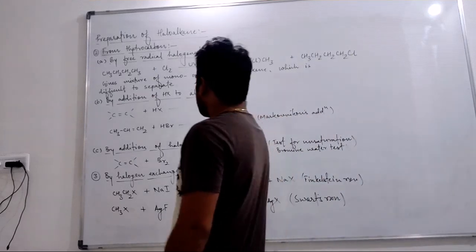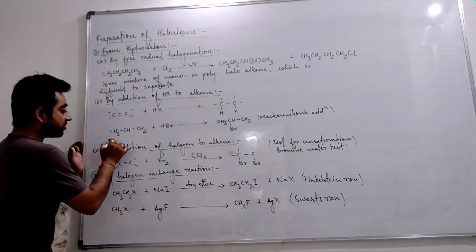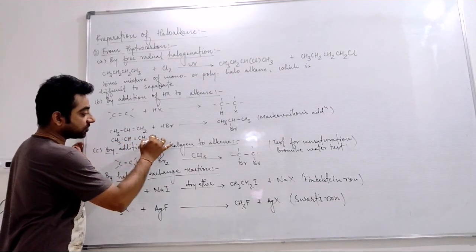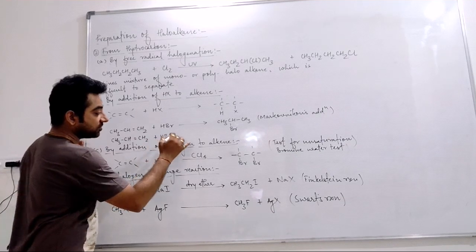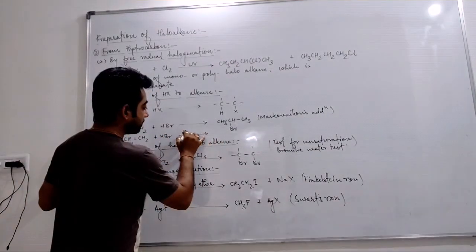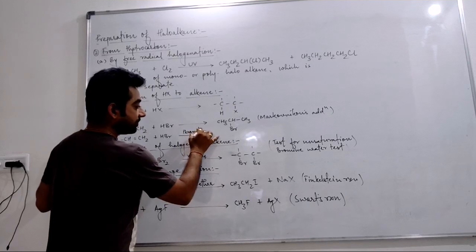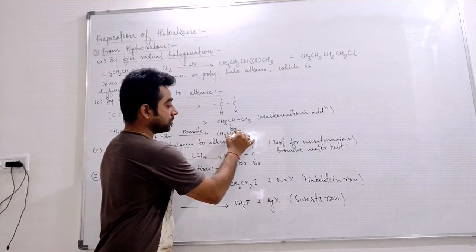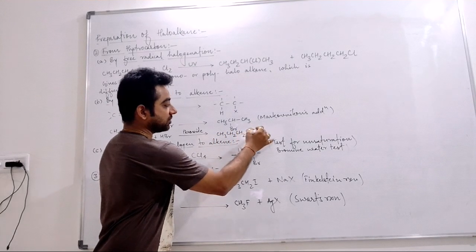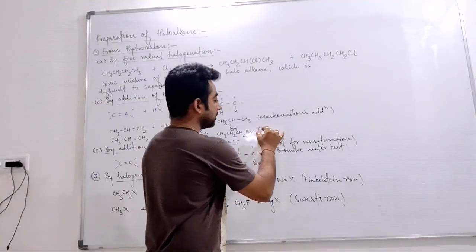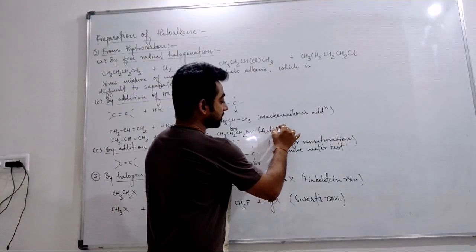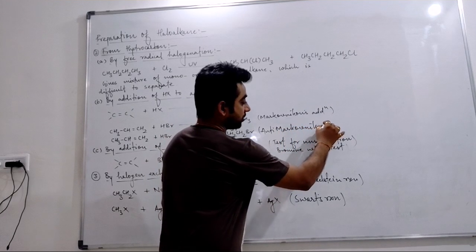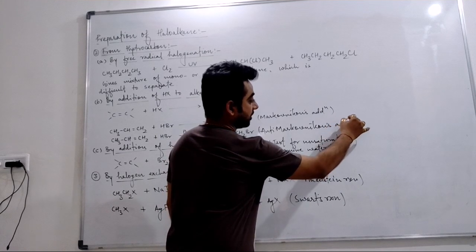So according to Markovnikov rule, you are getting 2-bromopropane as the major product. If the same reaction occurs in the presence of peroxide, if you carry out addition of hydrogen bromide in presence of peroxide, then instead of 2-bromopropane, you will get 1-bromopropane as the major product. Here, anti-Markovnikov addition will take place.